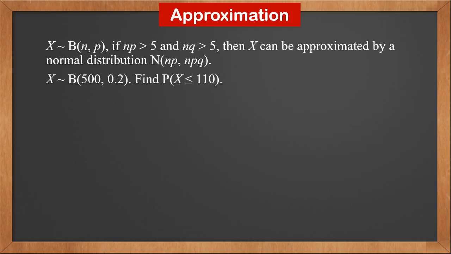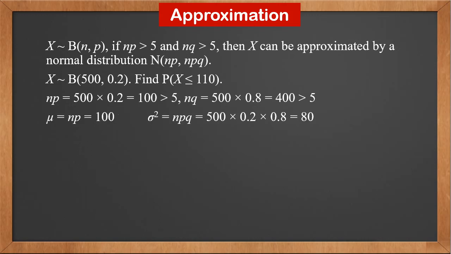For example, X is B(500, 0.2). Find P(X ≤ 110). First, let's check if we can use normal distribution to approximate it. np is 500 times 0.2. It is 100 and is greater than 5. nq is 500 times 0.8. It is 400 and is also greater than 5.